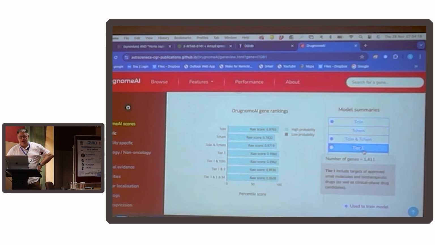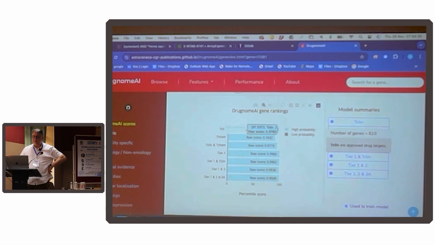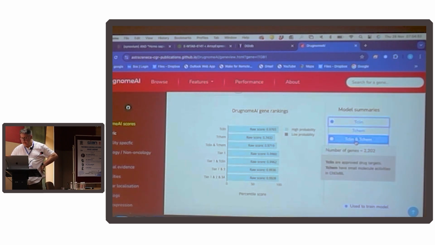These tiers are defined here. So T-clin, let's see if it wakes up, is approved, clinical trial approved drugs. Yep. So my T-clin score is 97. So something has been taken to clinical trial for this molecule. T-chem, small molecule activities have been shown in ChEMBL. This approved drug targets with chemistry.